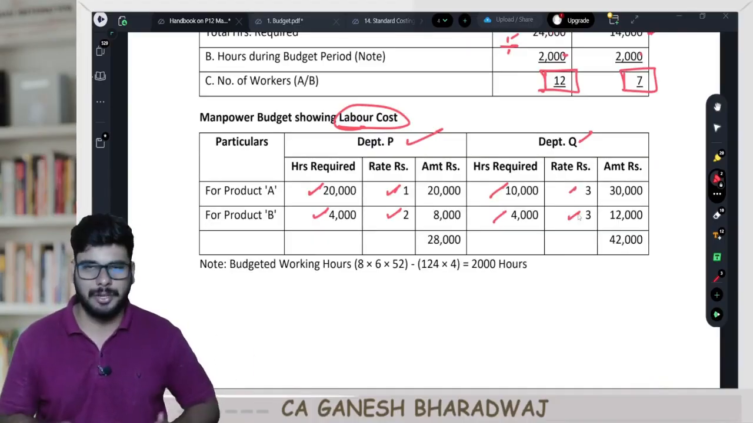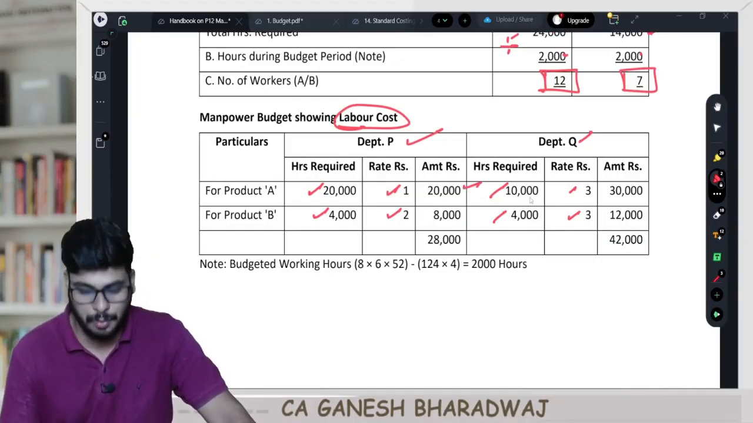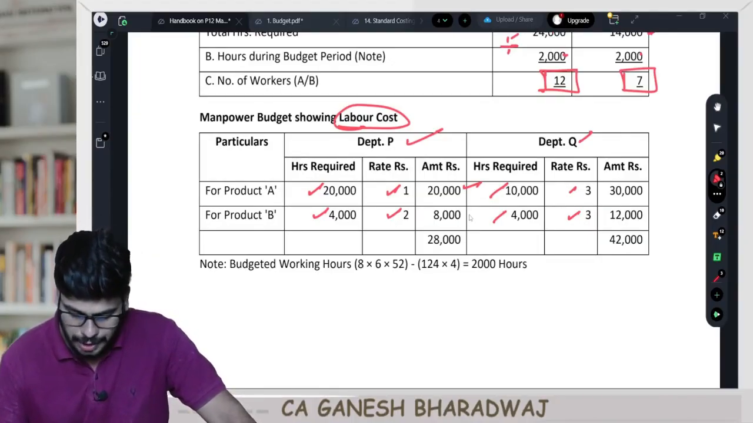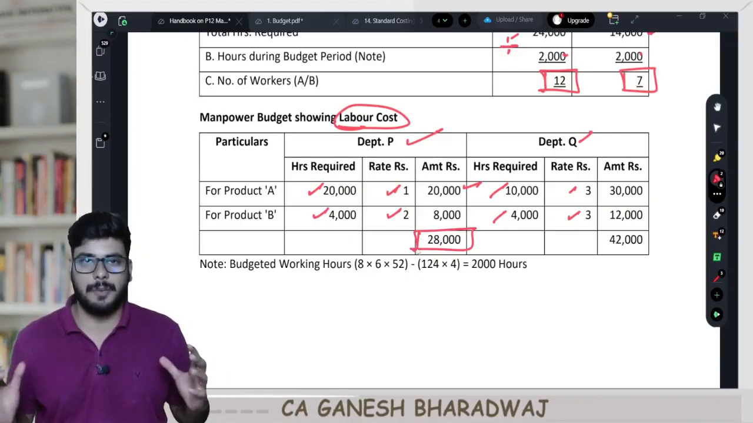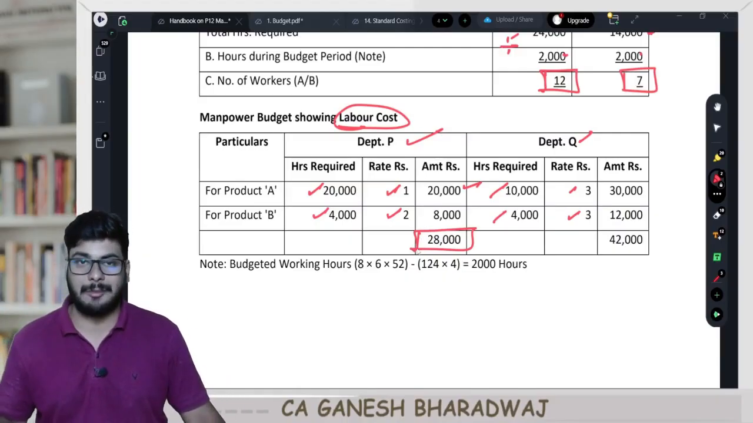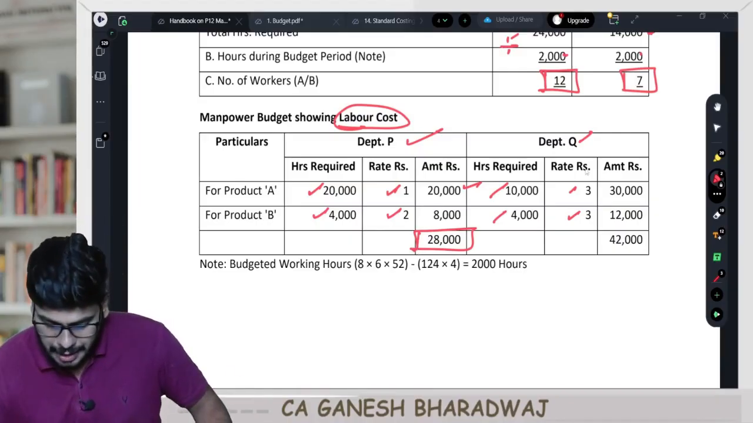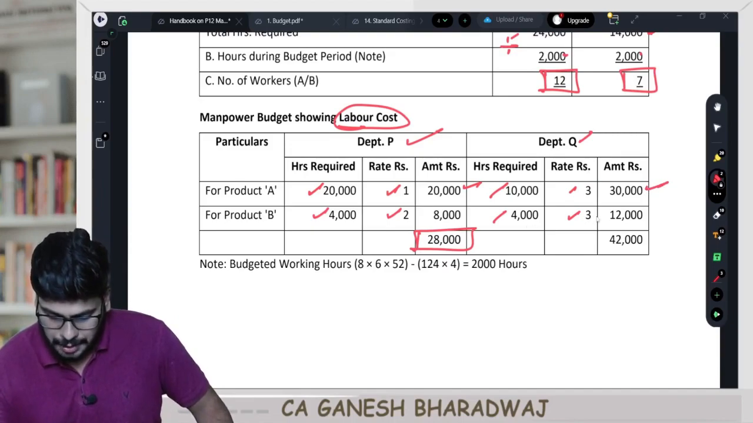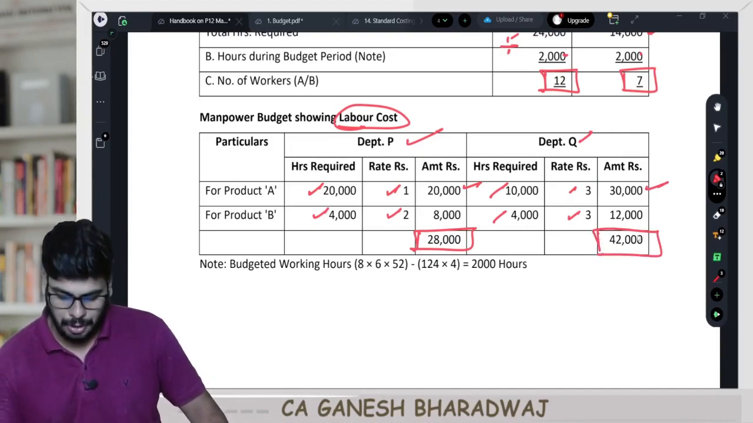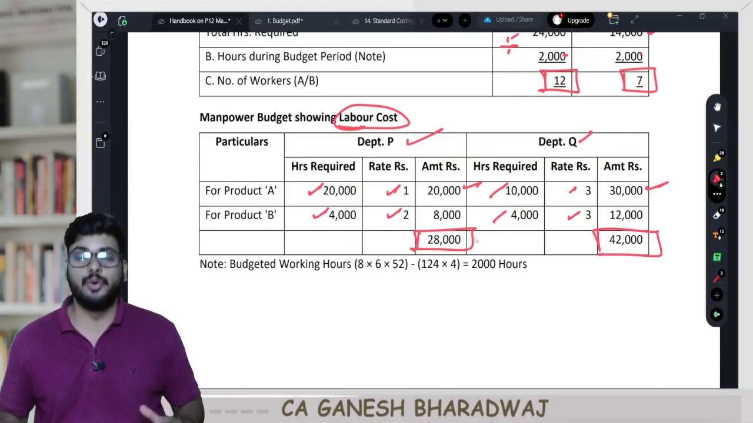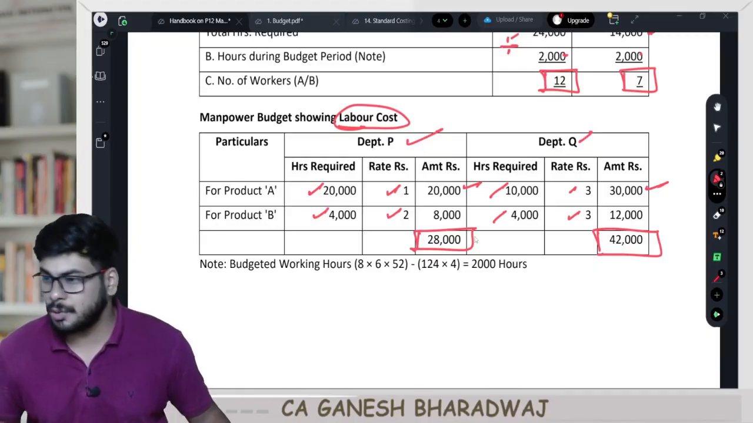So now what we need to do is just a matter of multiplication. So 20,000 into 1, 20,000; 4,000 into 2, it's going to be 8,000. So now the total department P cost is going to be how much? 28,000 rupees. I'm going to incur a total labor cost in department P to the tune of 28,000. Similarly, in department Q, it's going to be 30,000 plus 4 into 3, which is 12,000. So 30 plus 12, it's going to be how much? 42,000. So in department Q, I'm going to incur a total labor cost of 42,000 rupees. Are you clear with this, guys?